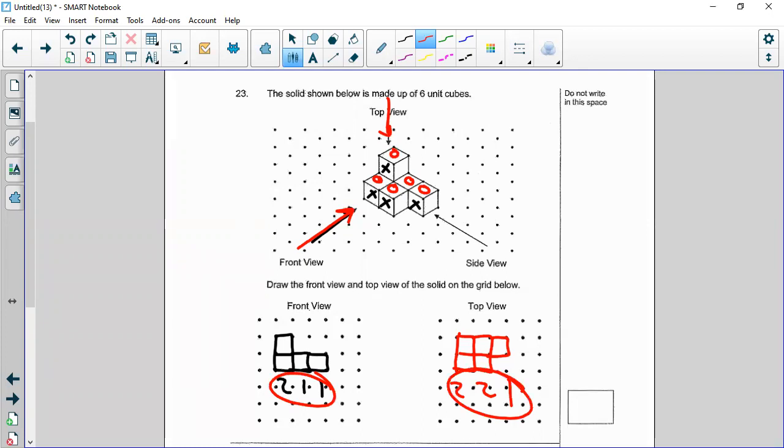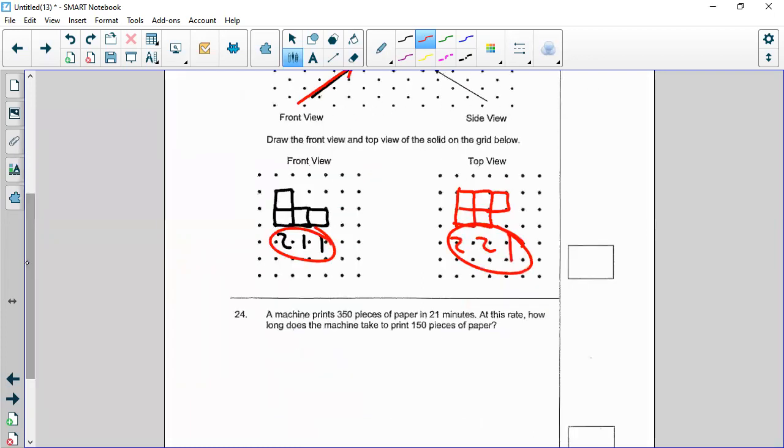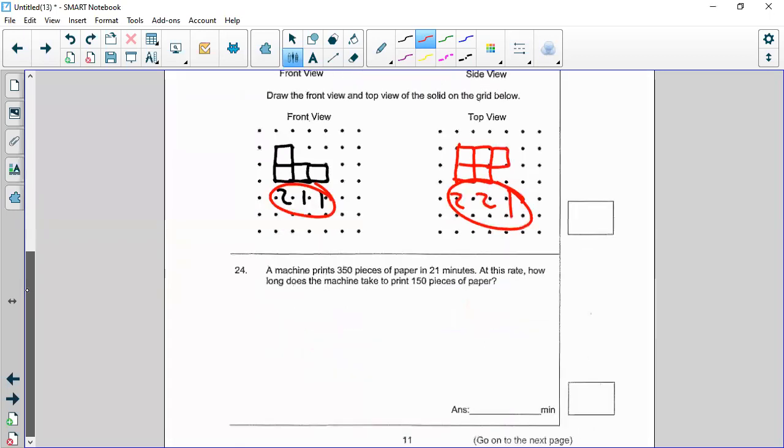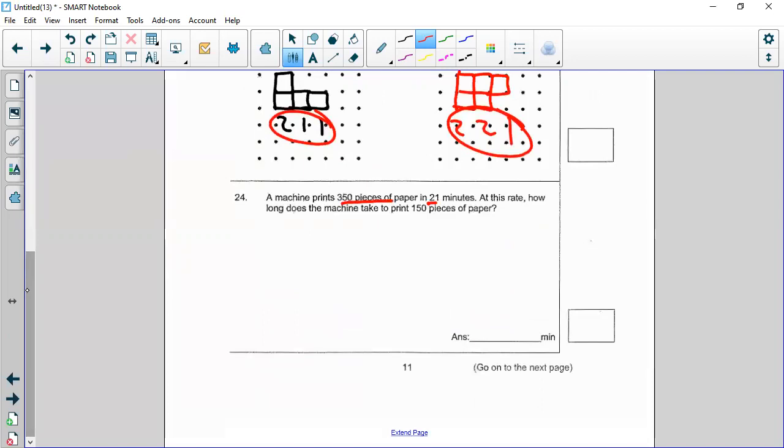Question 24. A machine prints 350 pieces of paper in 21 minutes. At this rate, how long does the machine take to print 150 pieces of paper? For your case especially, I hope you have done this. You need to show the arrow.